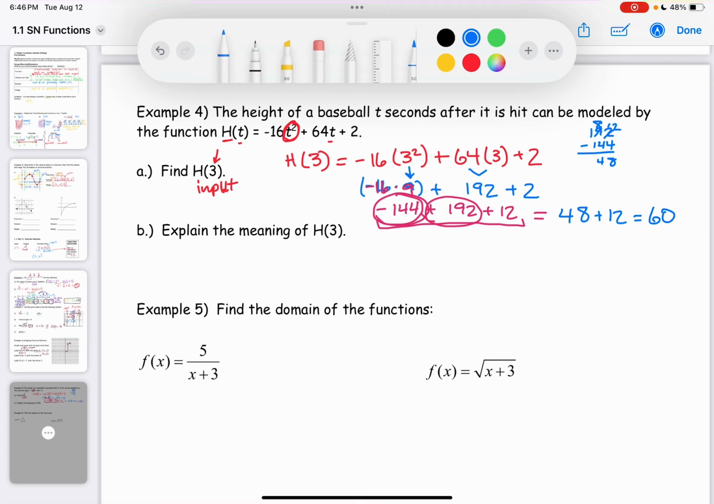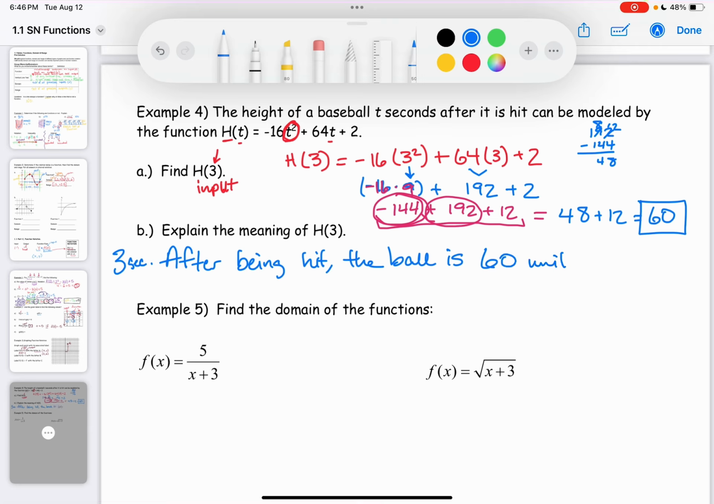And let me see if they give me a unit. They did not, so I'm just going to leave it as 60. If they told you it was feet, if they told you it was meters, whatever, you would want to put that. And now it says, what does that actually mean? Explain the meaning of h(3). That means 3 seconds, actually, after being hit, the ball is 60 units in the air.